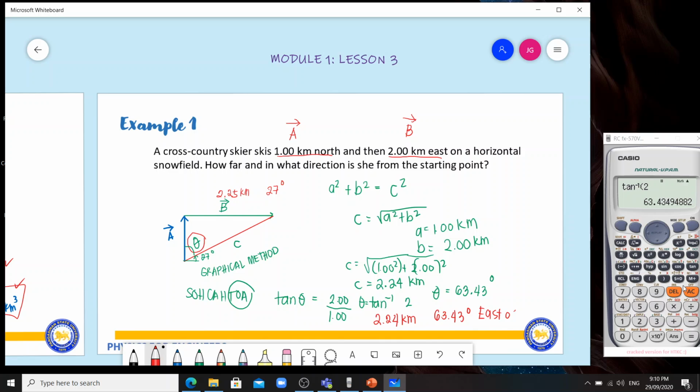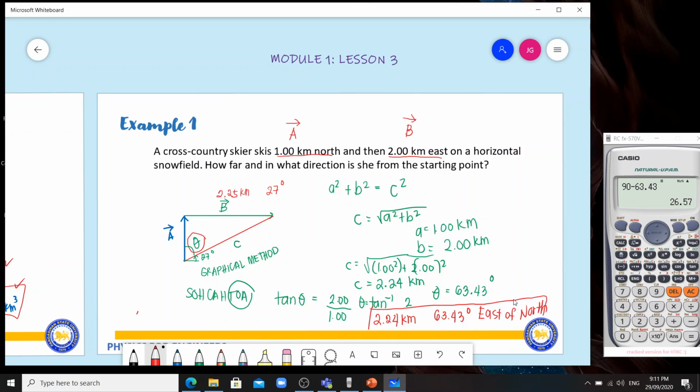East of north. Or, pwede natin gamitin tong angle na nandito. Ano ba yung angle na nandyan? That is 90 minus 63.43, which is equivalent to 26.57. So, tama pala yung drawing natin. Konting diferensya lang, 27 degrees. Okay? So, pwedeng ito yung final answer mo, depende sa sinulat mong direction.